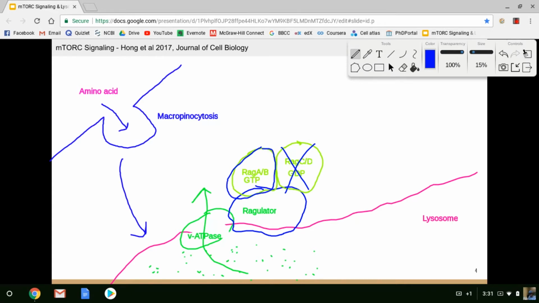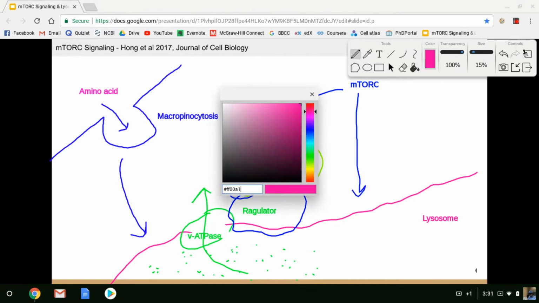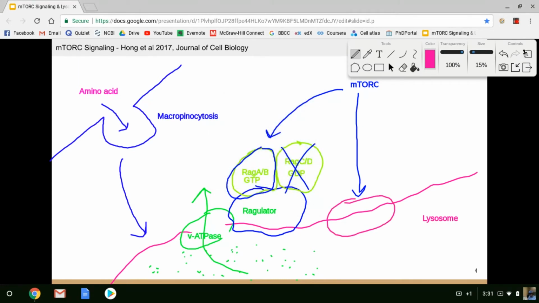And the reason this is important is because RagAB actually recruits mTORC. So I mentioned this in the last slide. I said something like Rheb recruits mTORC. I meant RagAB, when it's bound to GTP, is what recruits mTORC. It's the effector for mTORC. And Rheb is simply there to activate mTORC once it arrives. So it's kind of a two-step activation process.